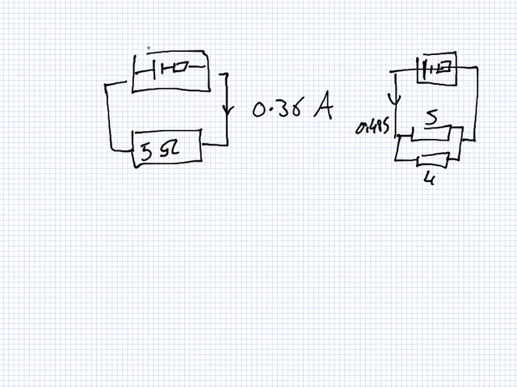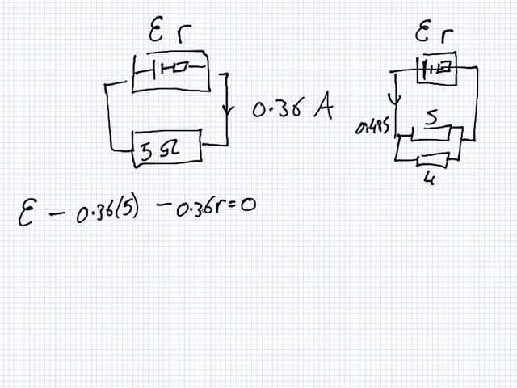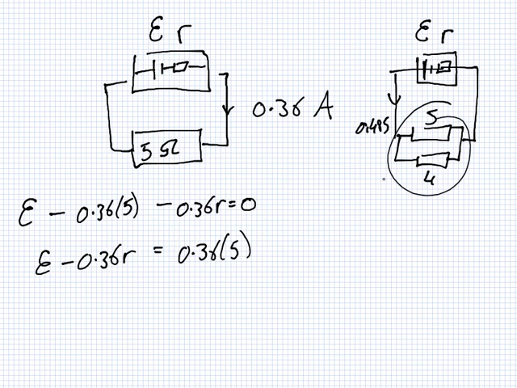Okay, so this cell has a voltage, and it also has a little resistor inside it. And this is the same cell. It too has the same voltage and the same internal resistor. So let's Kirchhoff our way to the answer here. I use Kirchhoff's loop rule. I start with the E, so I get E, and then minus IR. E minus 0.36R equals 0. So then I get E minus 0.36R equals 0.36 times 5.